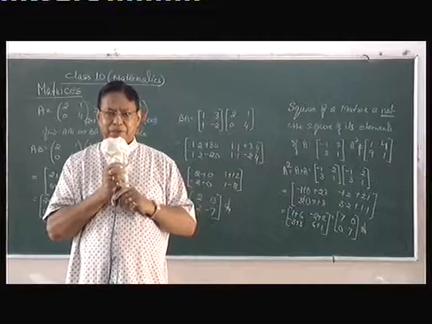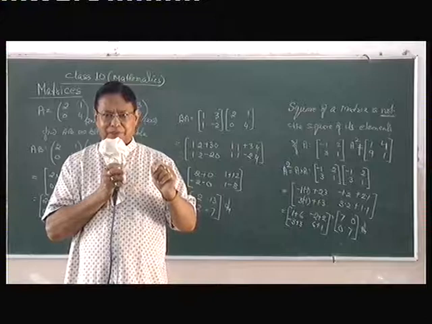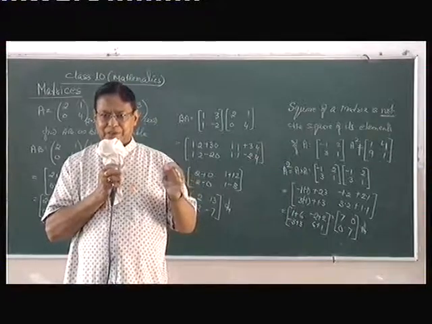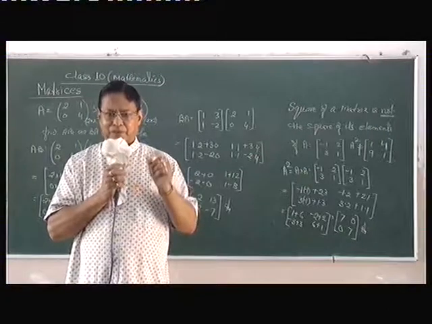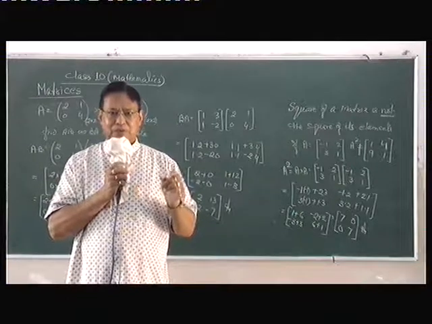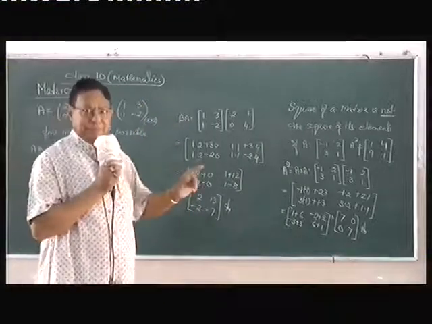Multiplying two matrices together, look at the number of columns of the first matrix. That should be equal to number of rows of the second matrix. Then only they are multiplied, otherwise not. Matrix multiplication is not commutative, and square of a matrix is not the square of its elements. Okay? It has to be multiplied together.